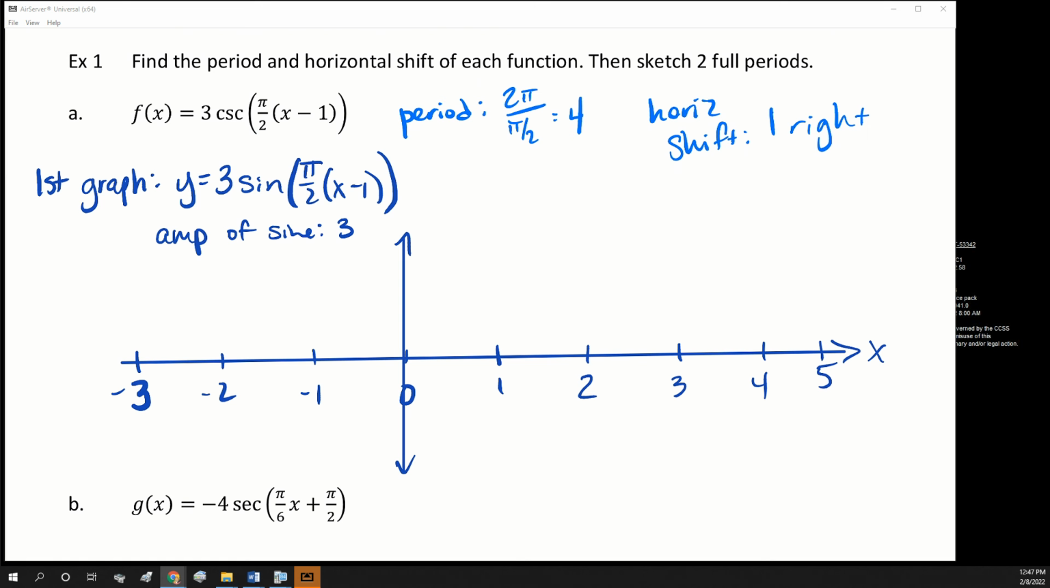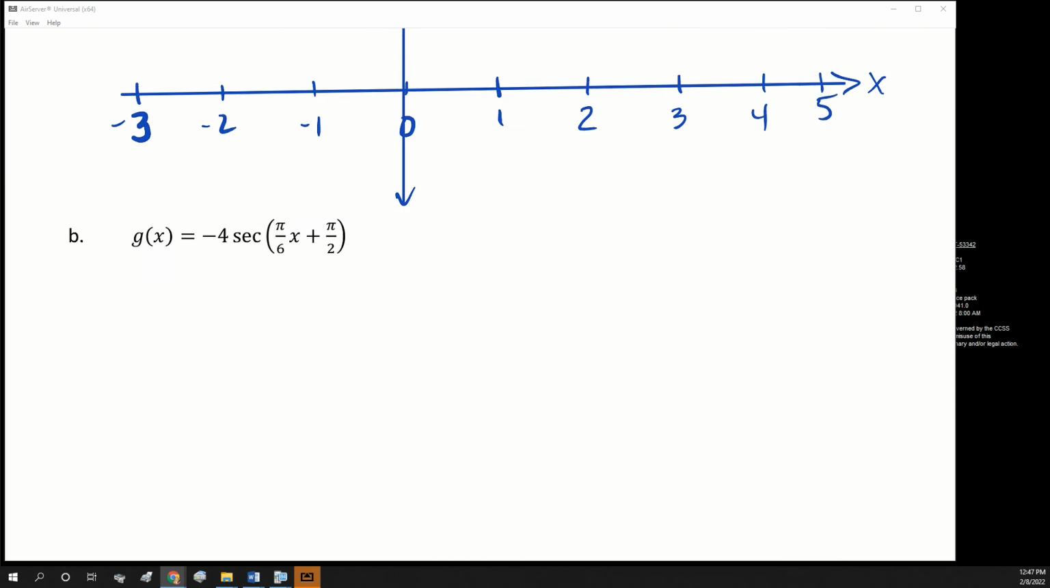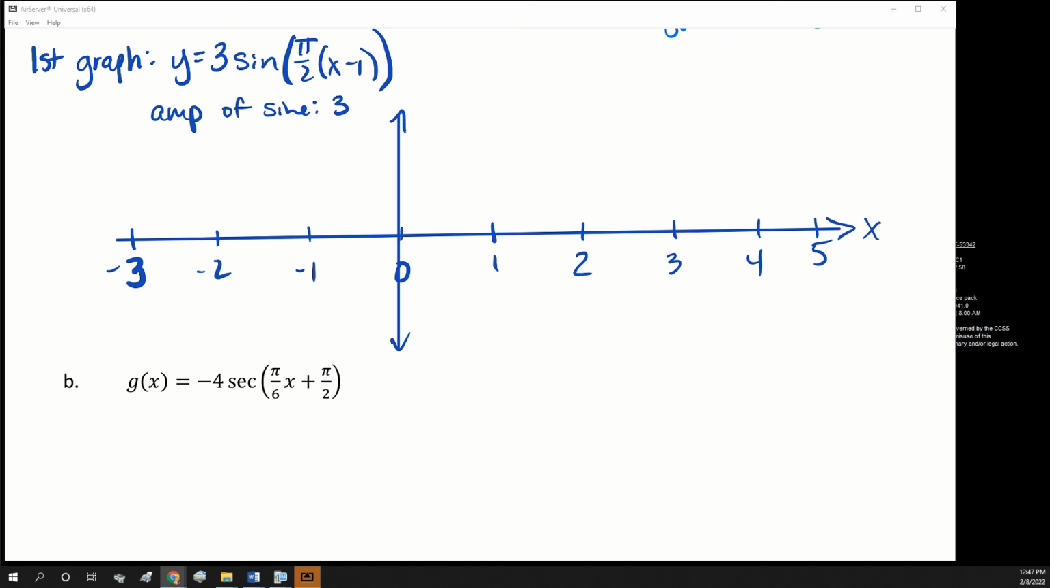All right, and then we're going to put the amplitude of sine on it. I'm not going to put it at the very top because I know that I'm going to have to do these little parabolas above and below 3. So I'm just going to kind of put it in the middle. Your scale doesn't have to be perfect. It's okay. All right, that's our y-axis.